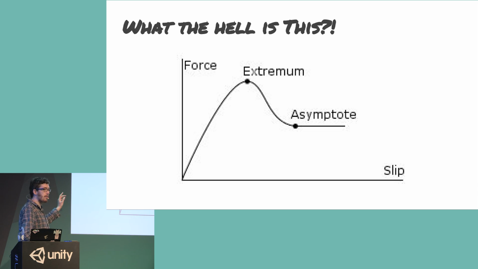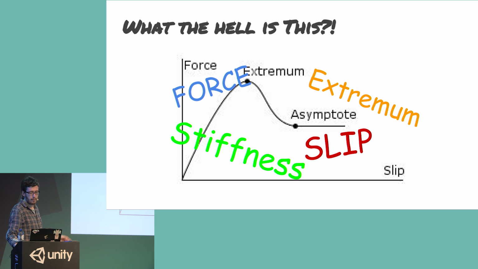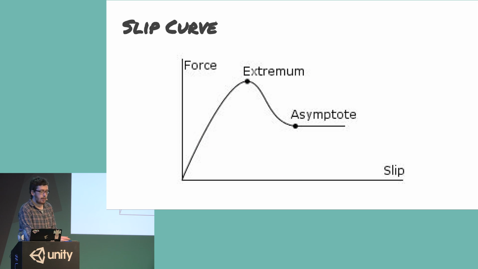And what the hell is this? So if you start looking into wheel colliders, it won't be long before you come across this graph, right? It's like force, extremum, I don't know what that word means, slip, stiffness, all these weird concepts. It's quite a confusing way to model friction, but it turns out to be quite an accurate way, I suppose. So this is what's known as the slip curve. And when you first look at this, you might think, oh, I want my car to be more grippy. I want it to have more traction.